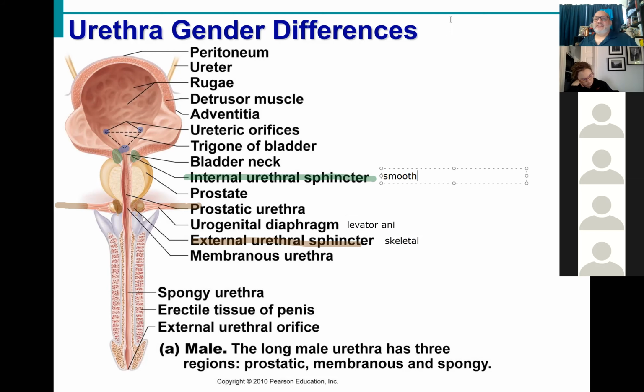But notice the urethra has to pass through some other structures as well. And so we divide the urethra into three distinct regions based on what it passes through. The region of the organ that passes through the prostate is the prostatic urethra. The prostate is like a donut that surrounds the base of the bladder and completely surrounds the urethra.